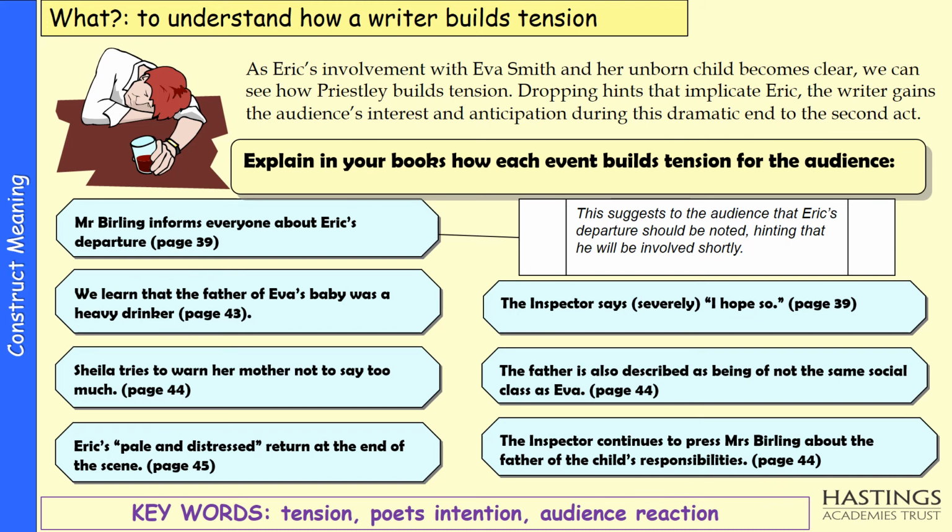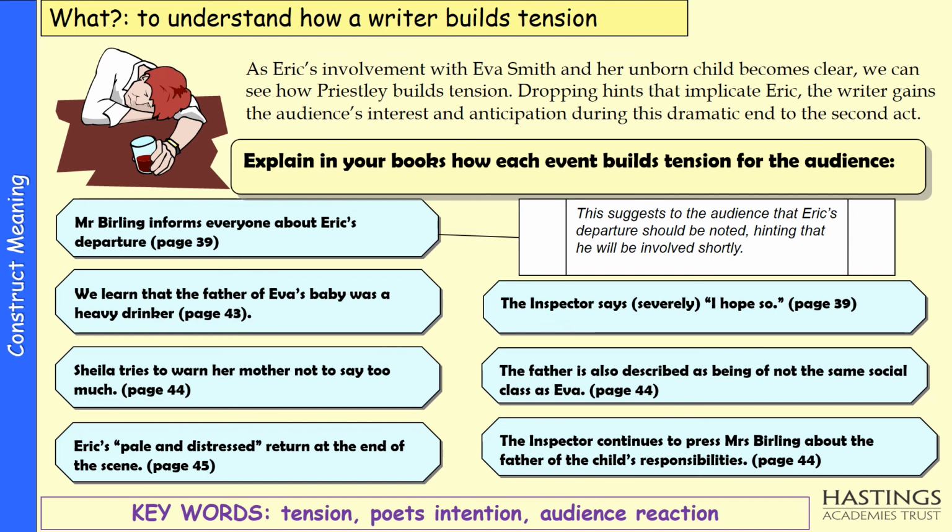As Eric's involvement with Eva Smith and her unborn child becomes clear, we can see how Priestley builds the tension, dropping hints that implicate Eric. The writer gains the audience's interest and anticipation during this dramatic end to the second act. So in your books or on your piece of paper or on your computers, I want you to explain how each of these events build tension for the audience, writing your answers in full sentences.